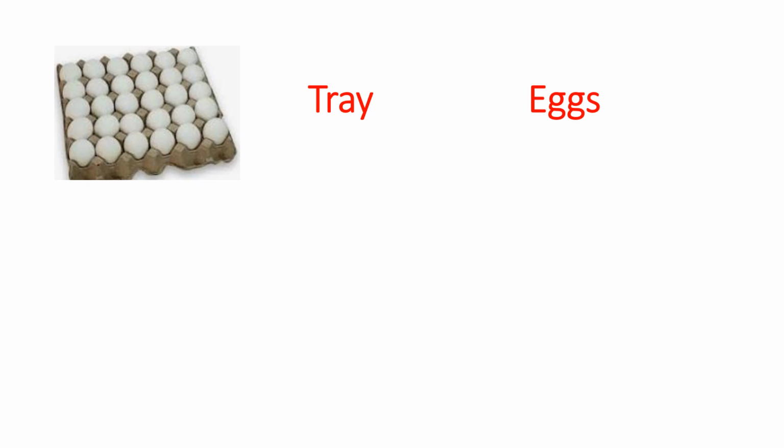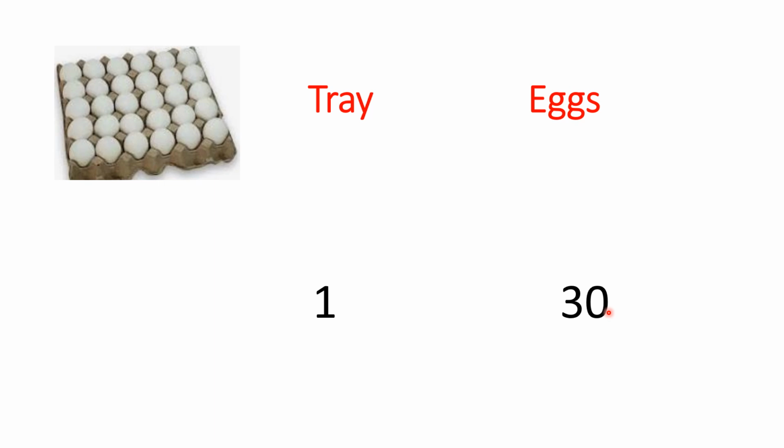Let us consider this very simple example of a tray and the eggs. We can see in the figure that one tray contains 30 eggs, meaning one tray is to 30 eggs. Now, here comes the problem. How many trays will be needed if you have 60 eggs? So the answer is obvious, of course, that you will need 2 trays.